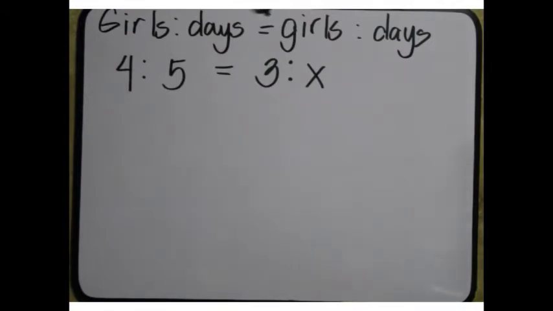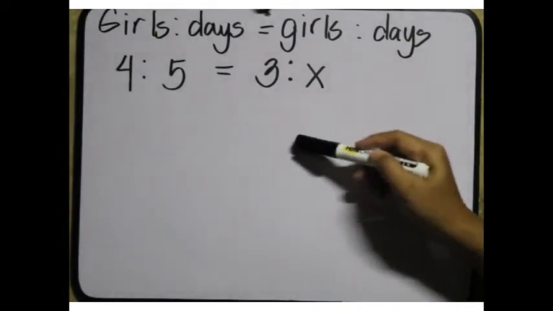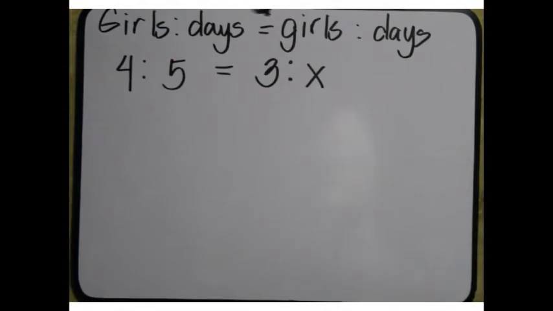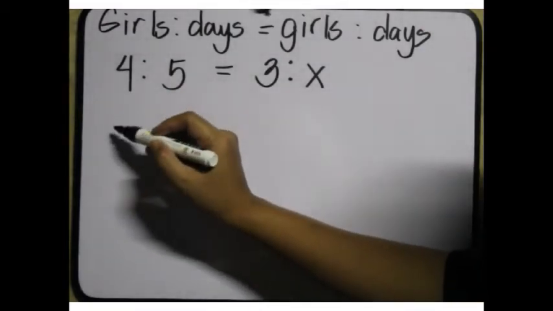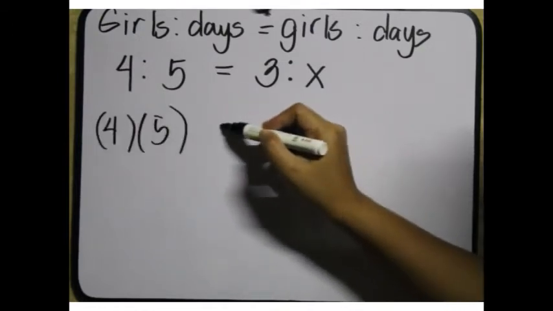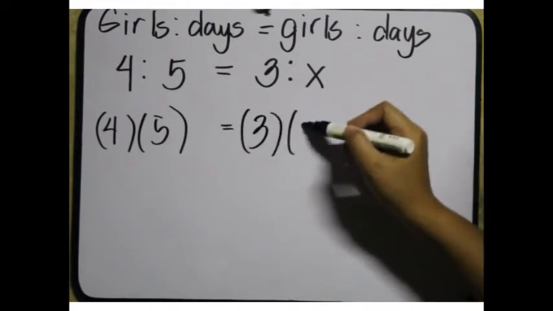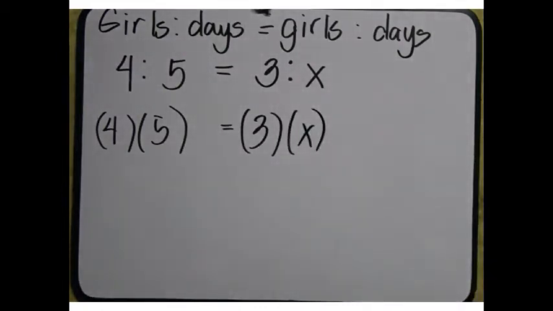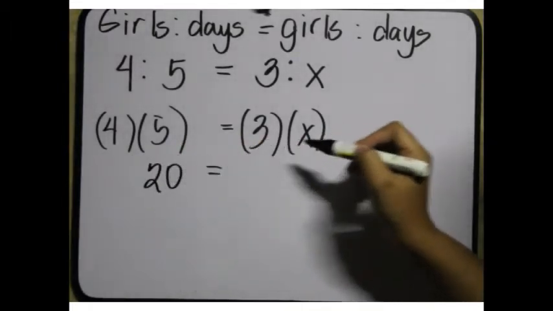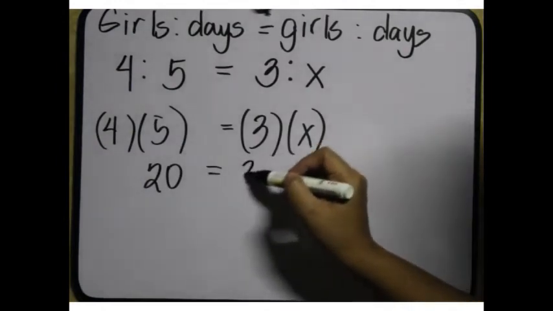So unlike in direct proportion, that would be the product of means by means, extreme by extreme. Here in inverse proportion, that would be the product of means and the extremes. So 4 multiplied by 5 is equal to 3 multiplied by x. Okay, so multiplying this, 4 times 5, you will get 20, is equal to 3 times x, which is 3x.